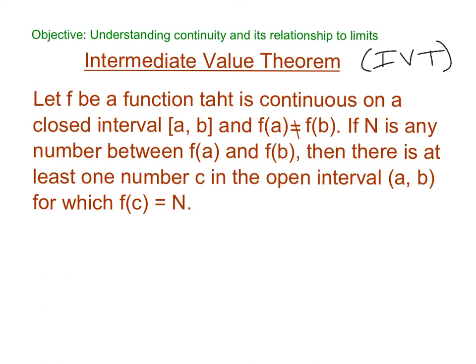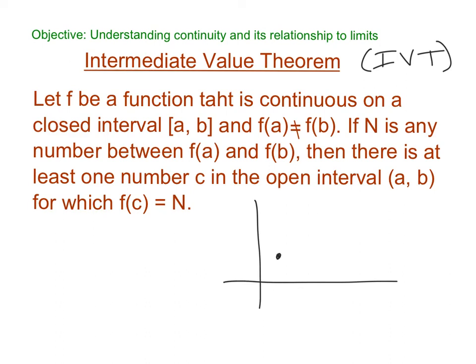This says, let f be a function that is continuous on a closed interval a to b, and f of a does not equal f of b. So the two y values are not equal. If n is any number between f of a and f of b, then there is at least one number c in the open interval for which f of c equals n, sorry. All right, so I'm just going to draw a random graph.